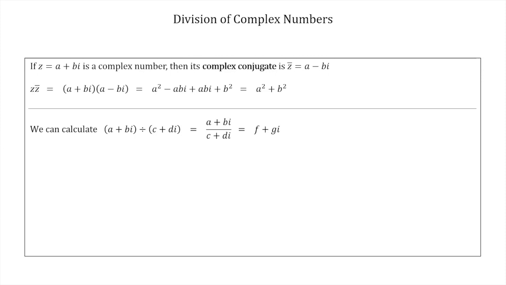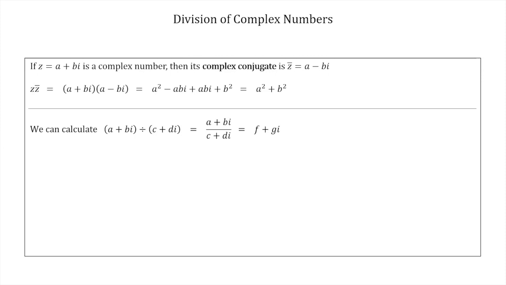So I'm just using f and g because I haven't used them yet. I don't want to use e because e is already a number, so it might get confusing. So f and g I'm just using to represent the real part and the imaginary part of this number that I obtained by dividing a plus bi by c plus di. So I'm saying I think I can write it in this form.